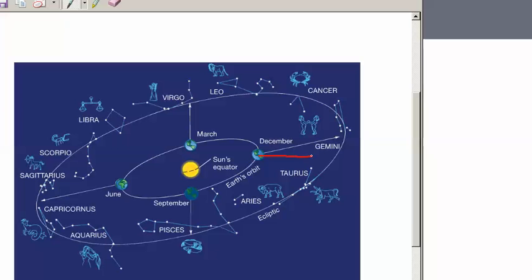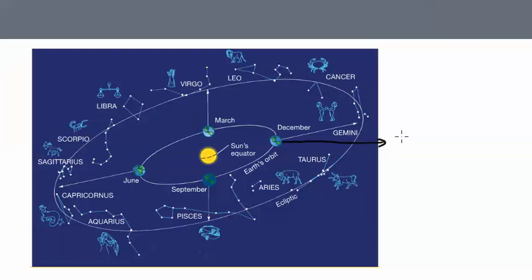lined up with the equator of the Earth is Orion over here in the summer, and above it, lined up with the Sun, it would be behind the Sun in June, so it's Gemini.